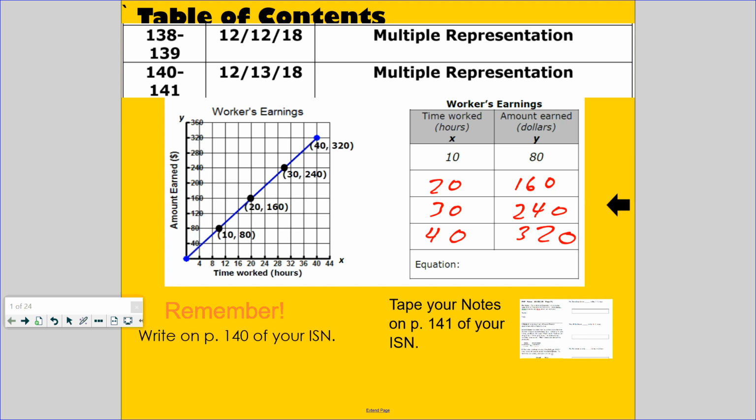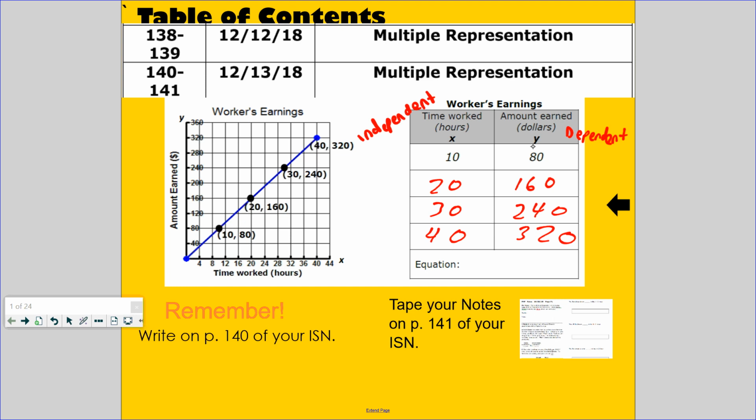Or does the amount you earn in dollars depend on the time worked in hours? I think the second one makes more sense, because the amount you earn depends on how many hours you work. The more money you make is because you work more hours. So this must be the dependent, and this must be the independent.